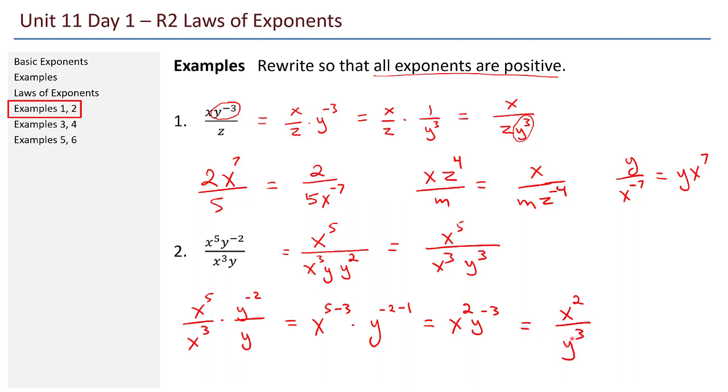And that makes me realize I forgot some simplification earlier on. This x to the 5 over x cubed, that should have been simplified further, giving me x squared on top and y cubed on the bottom. All right, it's all simplified now. That's good.